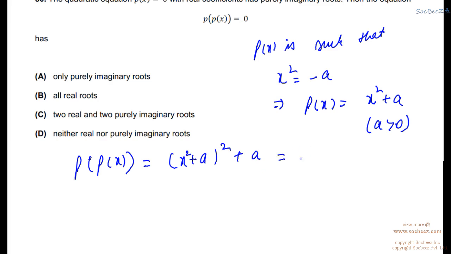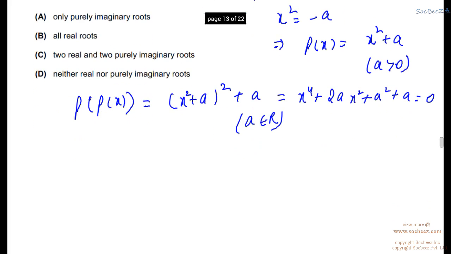So this is nothing but x raised to the power 4 plus 2a x square plus a equals to 0. Here in this case a can belong to R. Now this gives us x squared. We can say that this is a quadratic form in terms of x square.